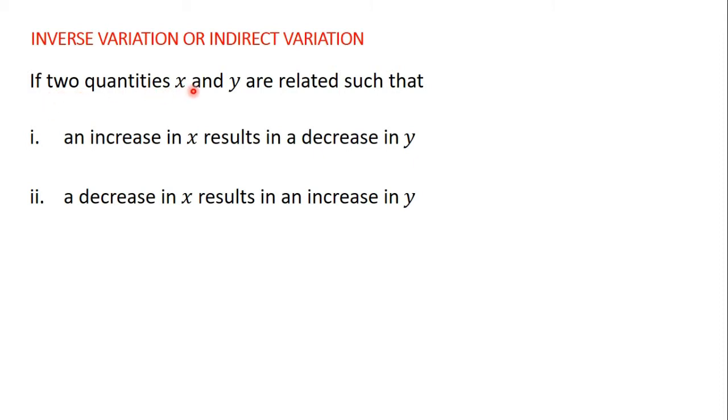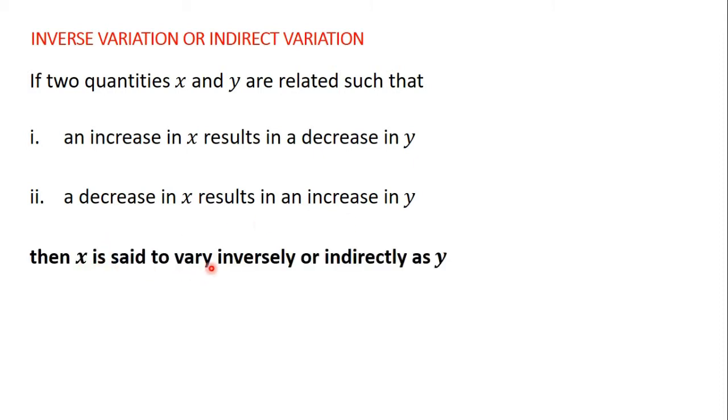If two quantities x and y are related such that (I) an increase in x results in a decrease in y, (II) a decrease in x results in an increase in y, then x is said to vary inversely or indirectly as y. So if there is a connection between two quantities x and y such that as x increases, y decreases, and as x decreases, y increases, then x is said to vary inversely or indirectly as y.